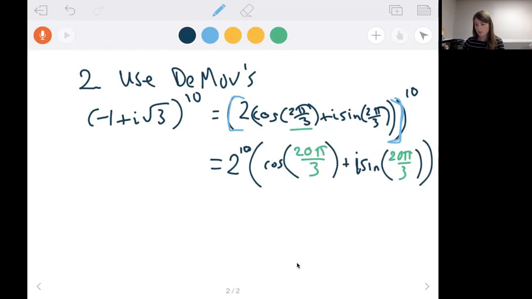Now, at this point, we want to stop and maybe simplify what we can. You want to go ahead and do the 2 to the 10th all the way out? You could. I'm just going to leave it as 2 to the 10th for now, simplify at the end. And then if I think about my cosine of 20 pi over 3 piece, this 20 pi over 3 is actually going to be able to be simplified first. So if we think about some scratch work, 20 pi over 3 is not between 0 and 2 pi.